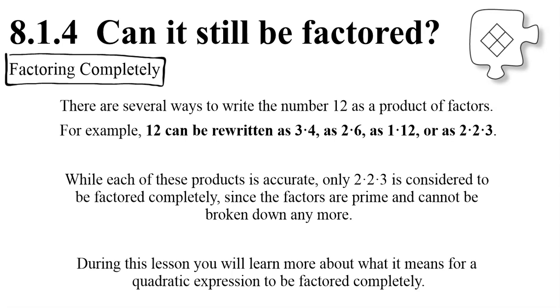There are several ways to write the number 12 as a product of factors. 12 can be rewritten as 3 times 4 or 2 times 6 or 1 times 12. It can also be written as 2 times 2 times 3. While all of these products are accurate, only 2 times 2 times 3 is considered to be factored completely since the factors are prime and cannot be broken down anymore. So, during this lesson, we'll learn more about what it means for a quadratic expression to be factored completely, which means broken down as much as possible.